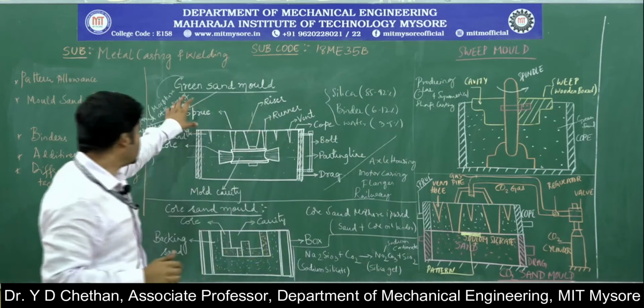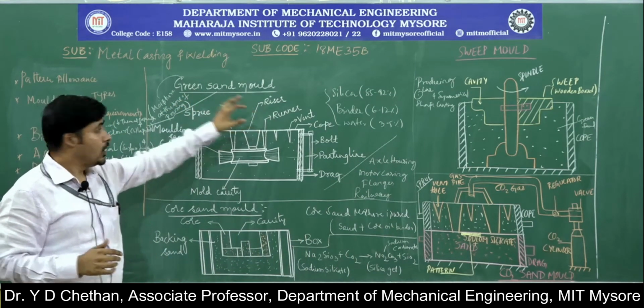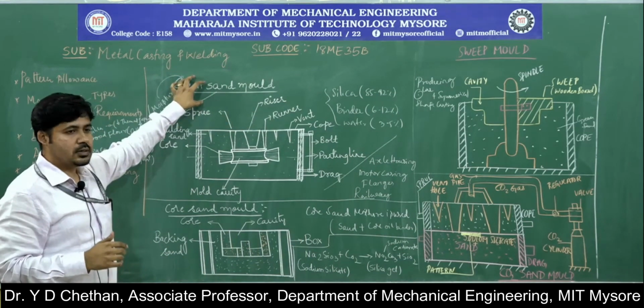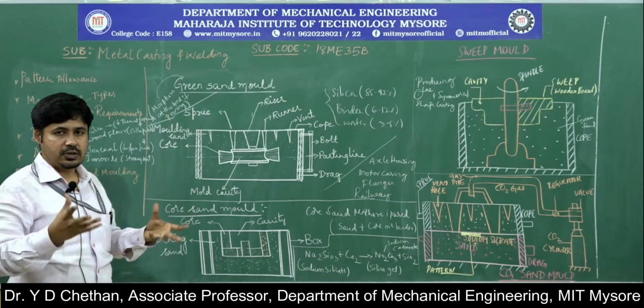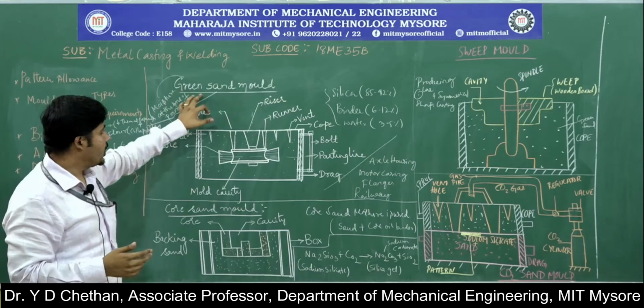Let us look into the first one, that is green sand mould. Green in the sense of moisture content. This sand has some moisture content, and that is called green sand.